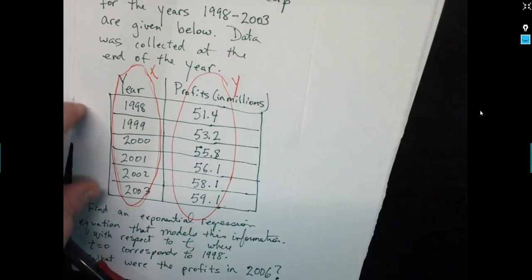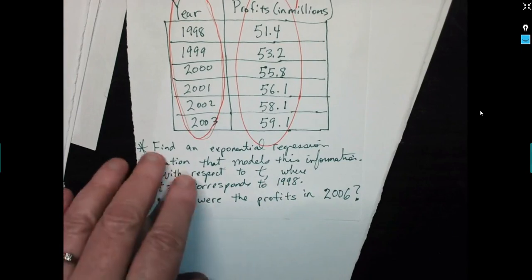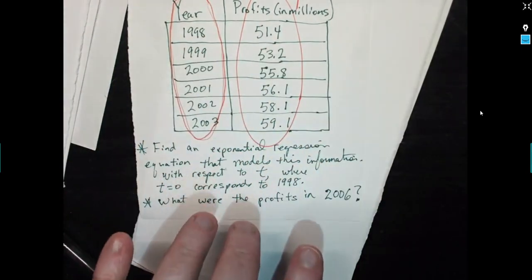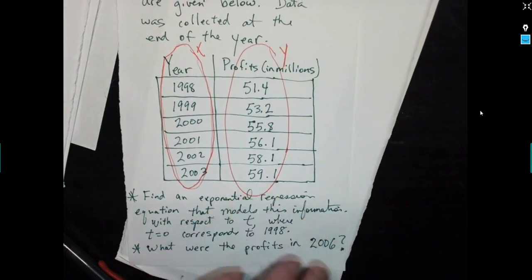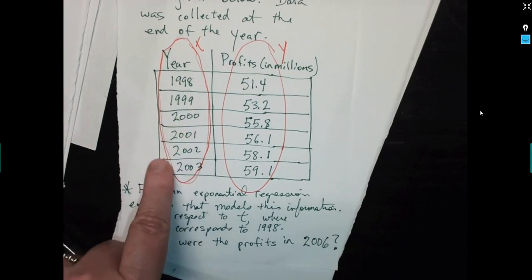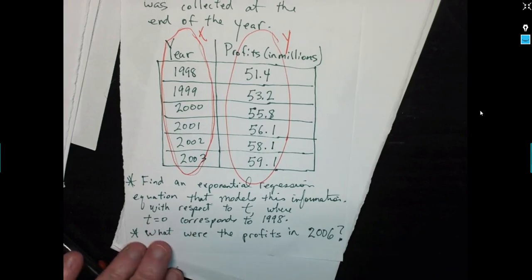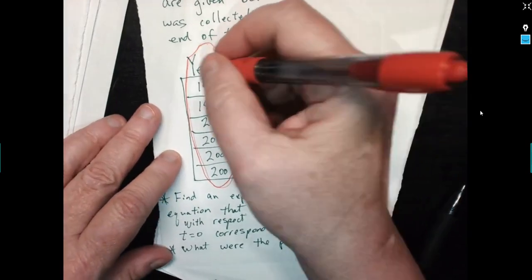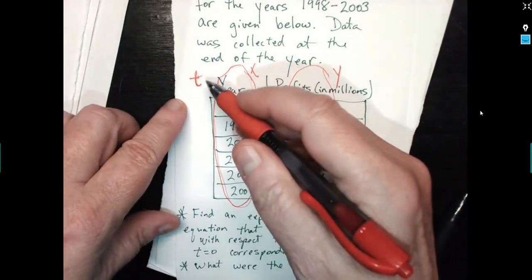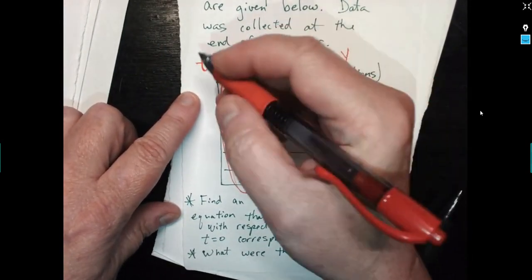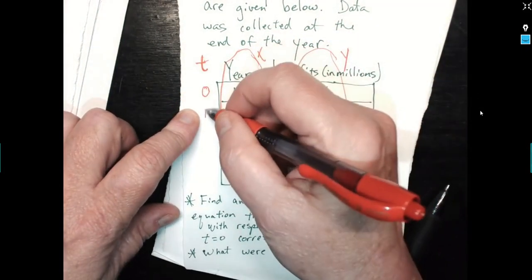And as I said, sometimes it gives you the instruction to change it to t. Other times it doesn't. It'll just give you this list and ask what were the profits in 2006. So, as a default, as a rule, whenever you see literal years given like this, you need to change it into t. So where t equals 0 corresponds to 1998. I'm going to have a list, and instead of my x values, I'm going to have my t values. So my time begins in the year 1998. The year 1999 is 1 year after my time begins.